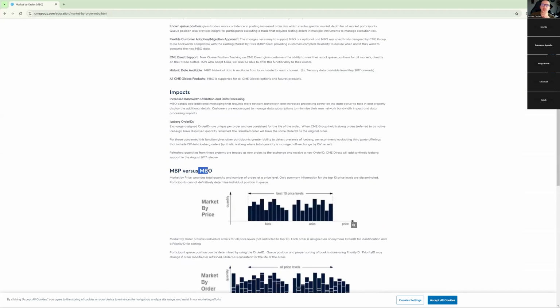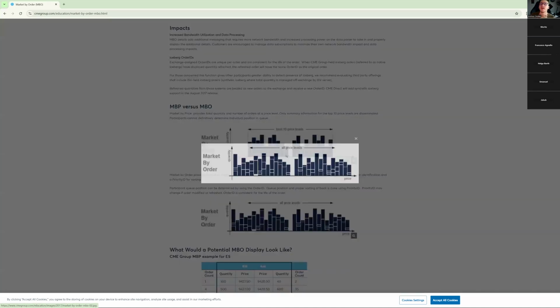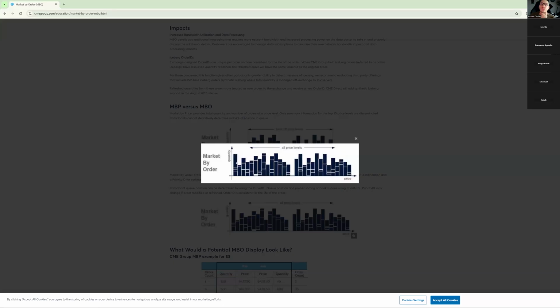So, market by price versus market by order. These are just two different types of data feed. Market by price is simply giving you the first 10 price levels with the total contracts in the bid and the total in the asks. Market by order instead is telling you, for all price levels, exactly the amount of different orders in every part of the book. This is the so-called level 3 data.